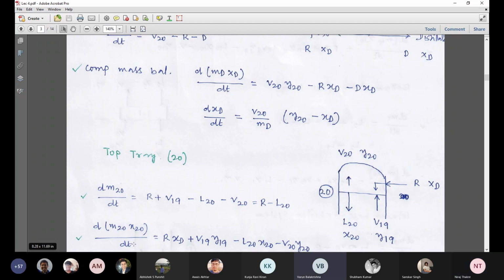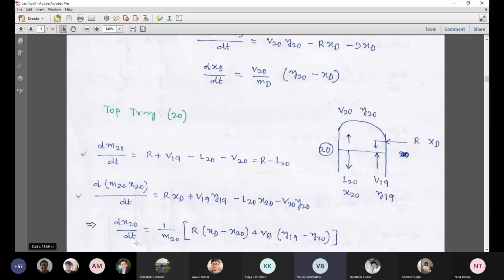Sir, is it 1 by M20 into V20 into Y19 minus Y20 plus R into XD minus X20? V20 you got. Okay, so V20 equals VB. I made V19 equals V20. Yes, they are identical. Yeah, correct. What's your roll number? 19CH30036. Yes.